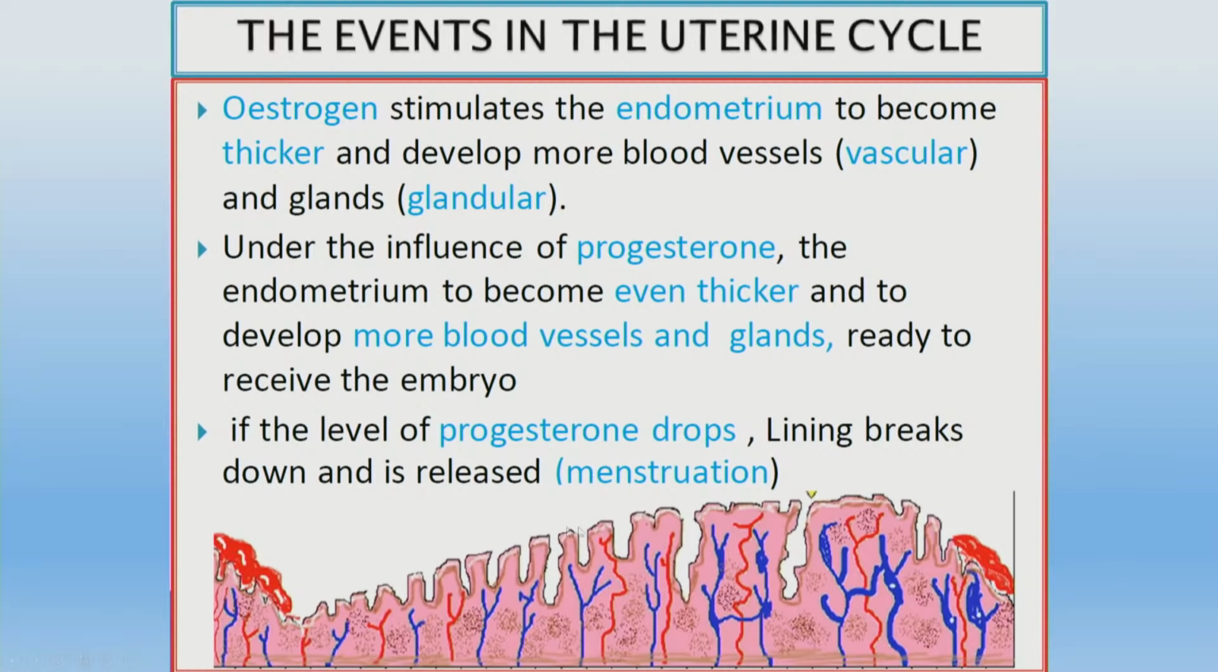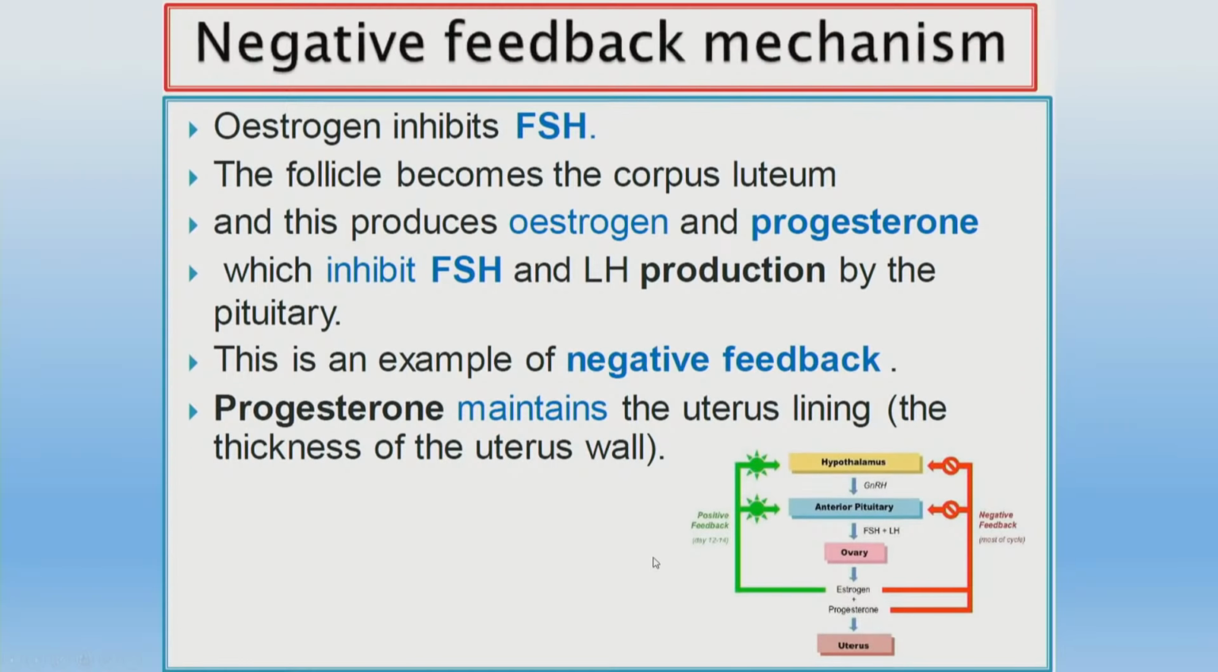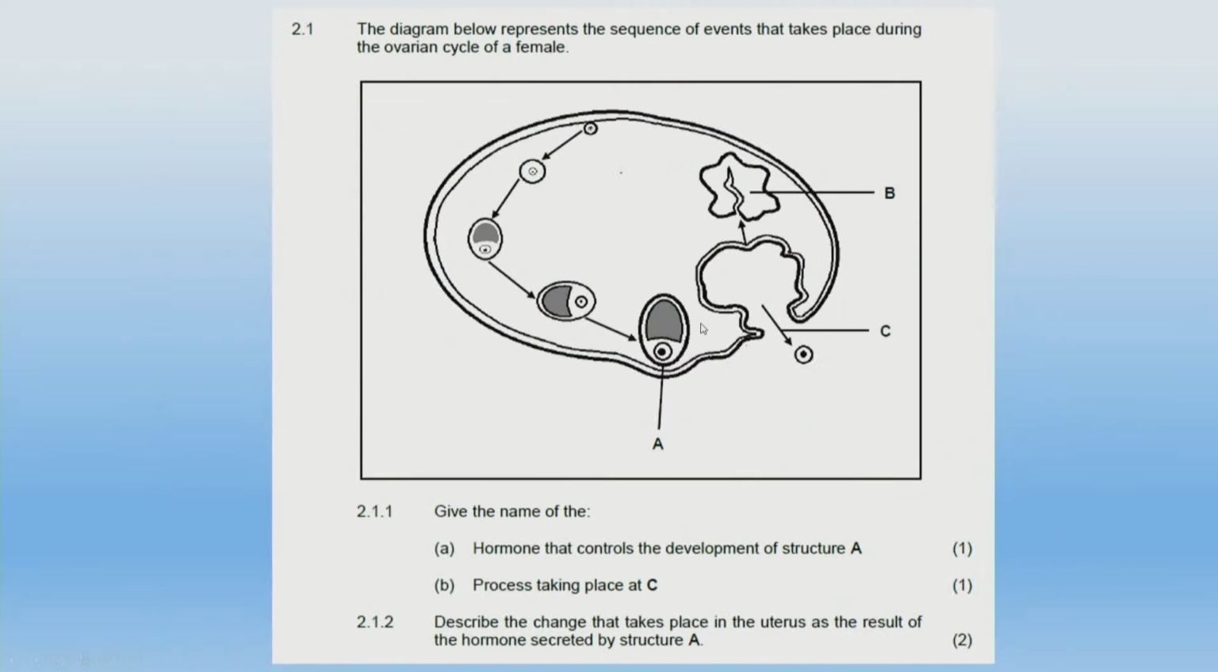Okay, the lining of the endometrium again. And again we have our 4 hormones: FSH on this side, LH here, and here is estrogen, and then in the uterine cycle we also have progesterone. As I have said, please make sure that you know the negative feedback mechanism between FSH and progesterone. You will see this on your trial examination, as well as on your final examination.